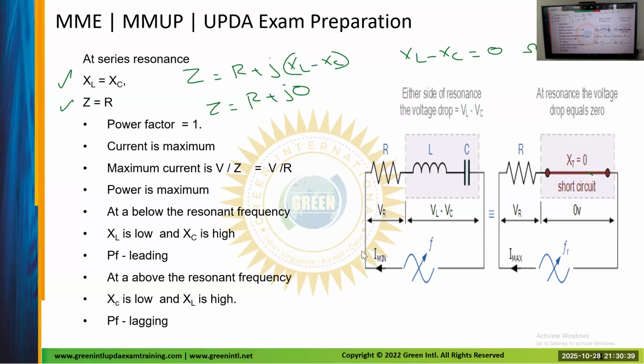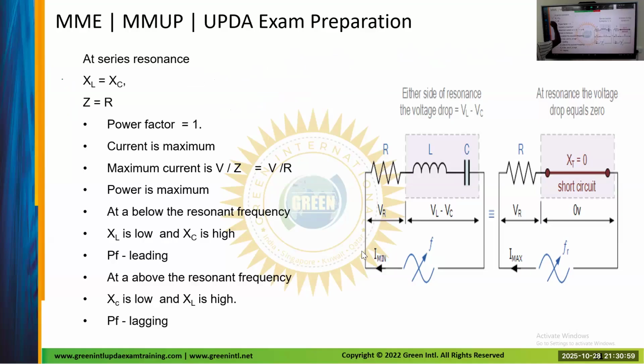In an RLC resonance circuit, at resonant frequency, L and C behave as a short circuit. So that's why we see that. Now we short circuit, then it is simply R. That's why we say Z is equal to R. So Z is equal to R. That's why the power factor is equal to 1.